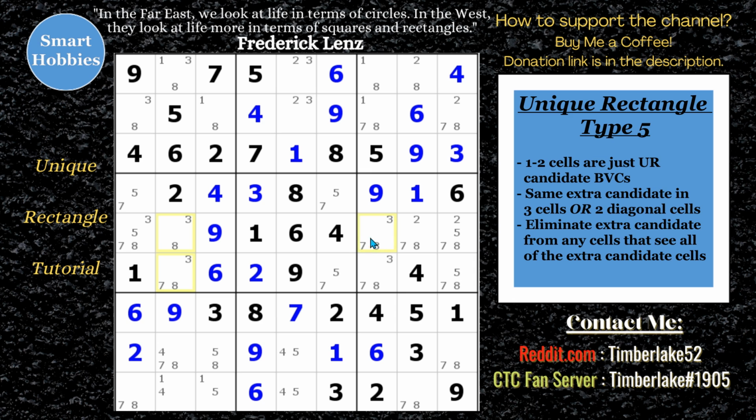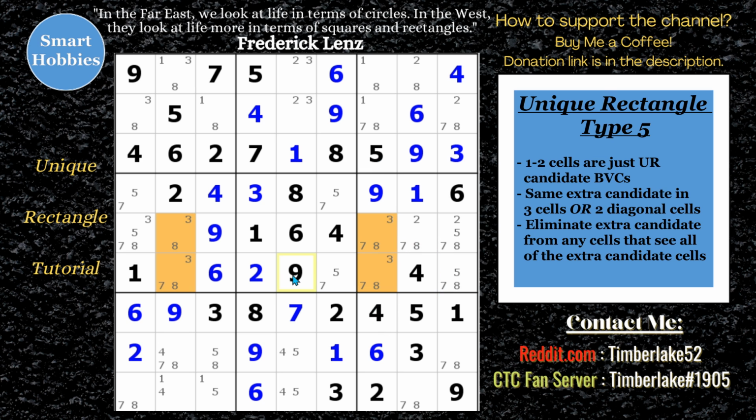So it's very similar to unique rectangle type 2. You remember the type 2 is when you had an extra candidate in non-diagonal cells. So like if you had 2 7s there, this would be a type 2. These would be a 3 8 3 8, and you can eliminate the 7s from any spot that these 2 7s see. From any cell that these 2 7s see. So you could eliminate, if it was a 2, you could eliminate a 7 there, there, there, there.